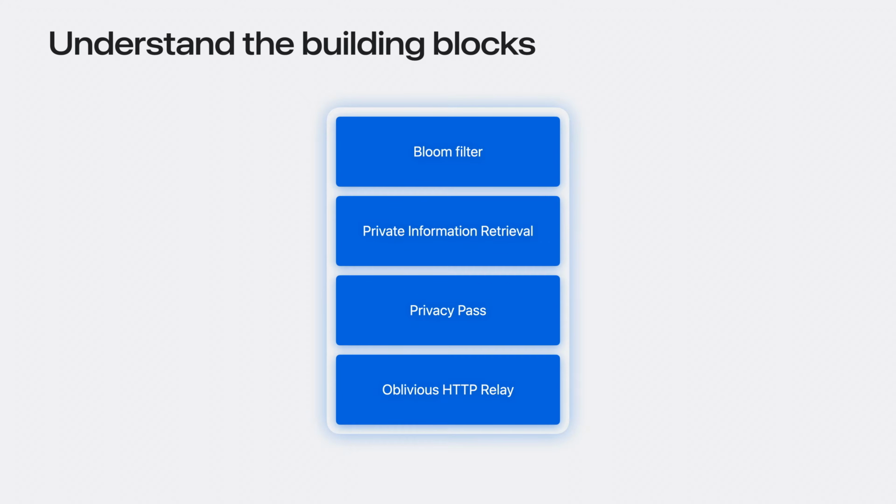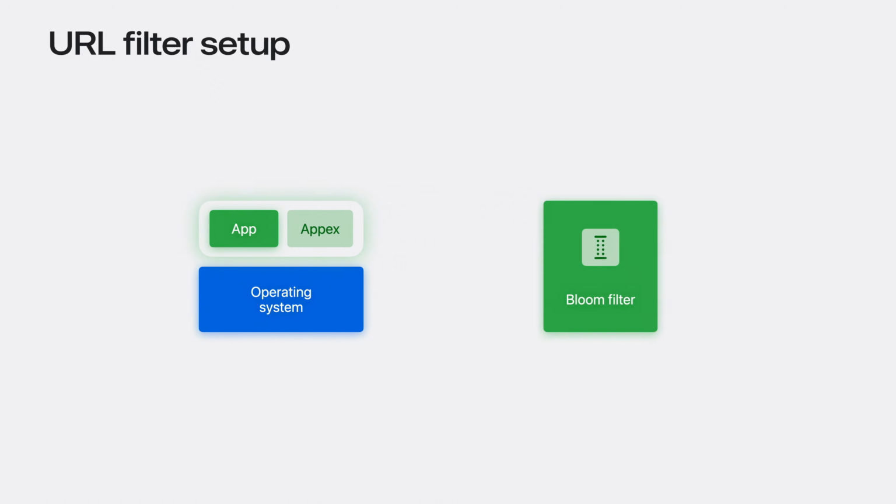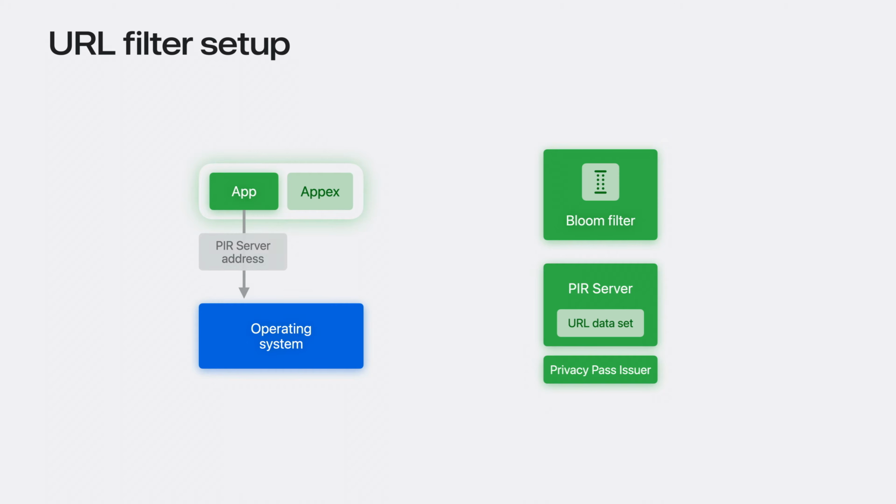I have introduced the four technologies. I will now walk through how to set up the solution and how URL filtering works. Starting with your URL filter app installed on the device, your app will provide NetworkExtension your URL dataset as a Bloom filter, as well as a URL database hosted on your Private Information Retrieval server, servicing URL lookups. Your server setup also includes a Privacy Pass issuer for anonymous authentication. Your URL filter app tells NetworkExtension where to reach your Private Information Retrieval server.